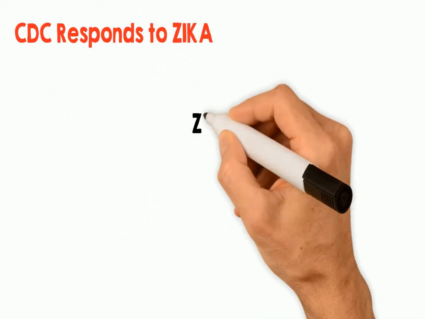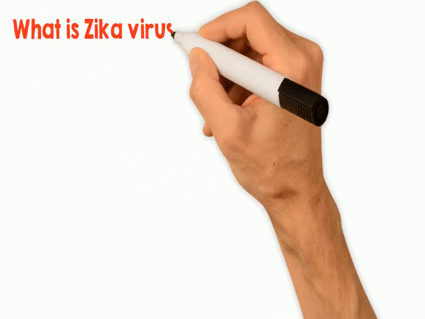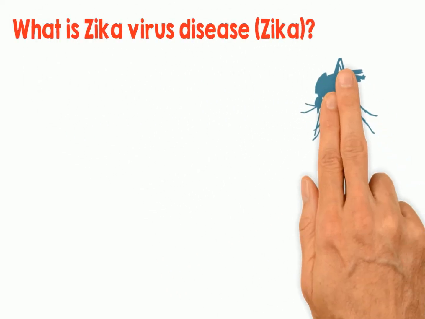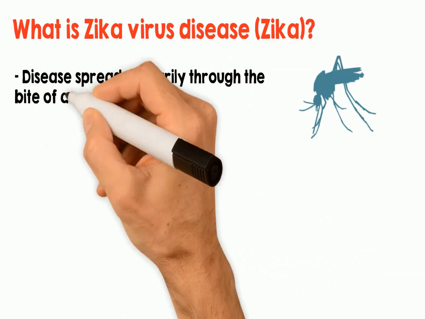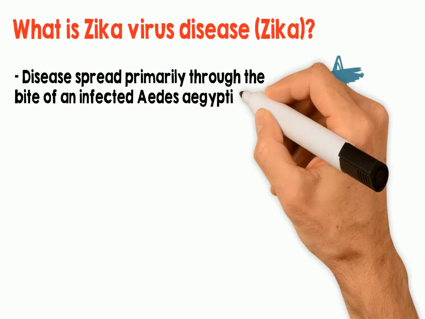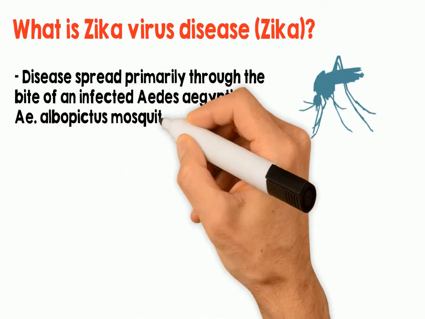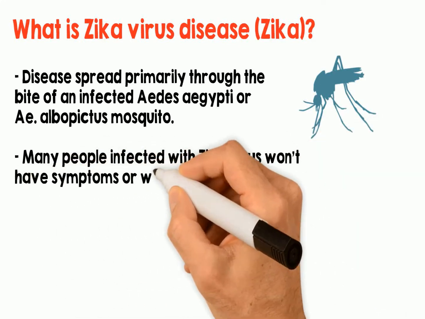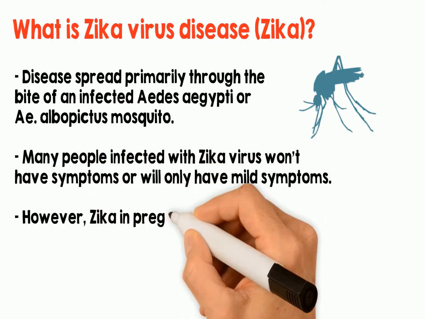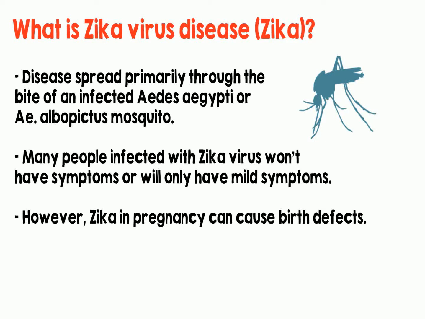CDC responds to Zika. Zika 101. What is Zika virus disease? Zika disease is spread primarily through the bite of an infected Aedes aegypti or Aedes albopictus mosquito. Many people infected with Zika virus won't have symptoms or will only have mild symptoms. However, Zika in pregnancy can cause birth defects.